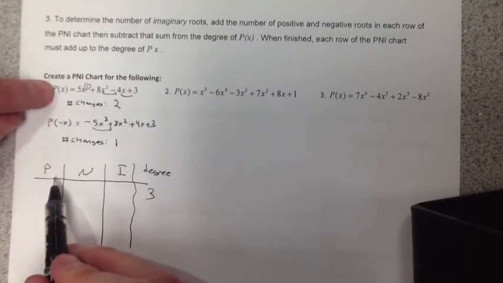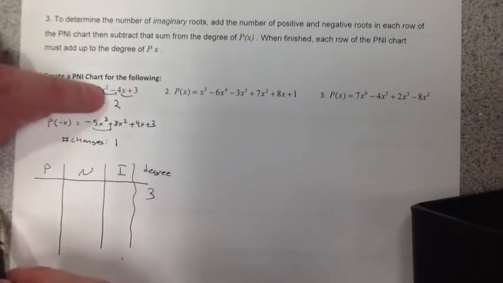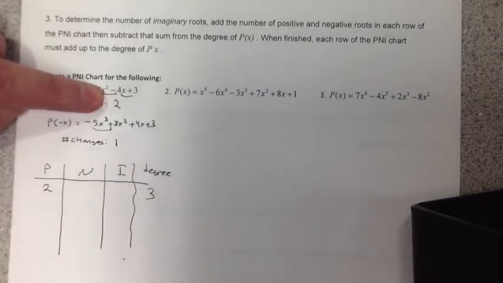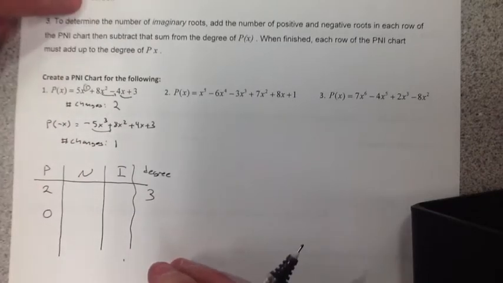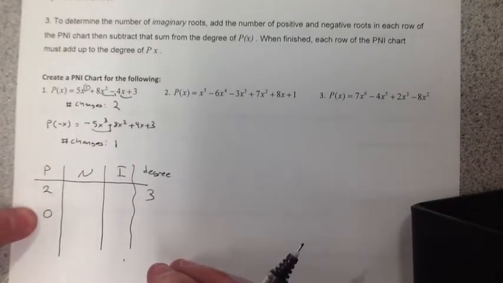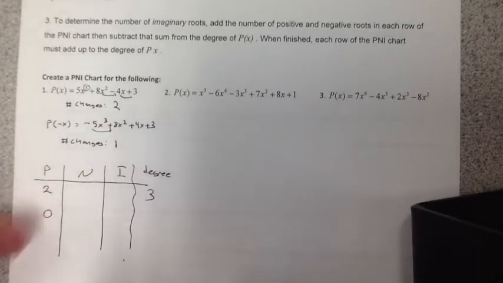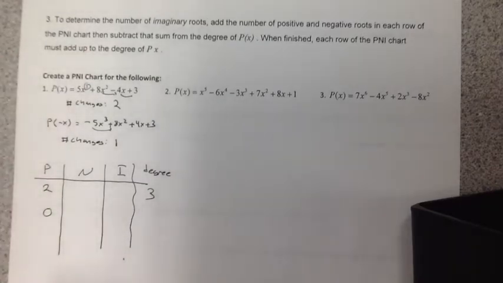Now, if I look at the positive changes, there were 2. So that means there could be 2 or there could be 0. And that's what the directions up here above said. We're going to subtract 2 every time. So if there's 2, I subtract 2, I get 0. So that means there could be either 2 or 0 positive roots to this polynomial.